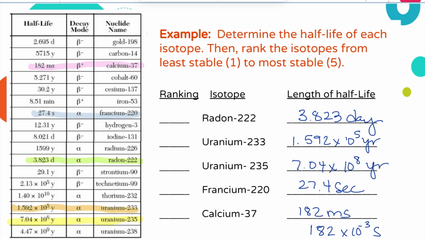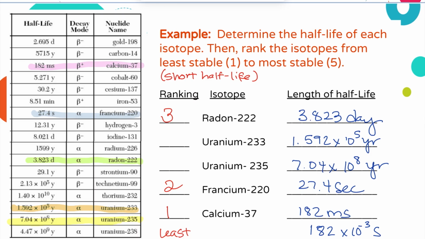As we're ranking from least stable, if something is least stable, it's going to have a short half-life. As we look, we've got some seconds on here. This is 27.4 seconds. This one is less than a second because it's milliseconds. So that calcium is going to be the least stable. Then our francium. Those were our seconds. Now we've got radon, which has a half-life in days. So I would say that one is next.